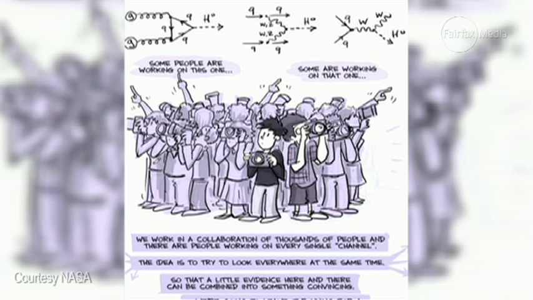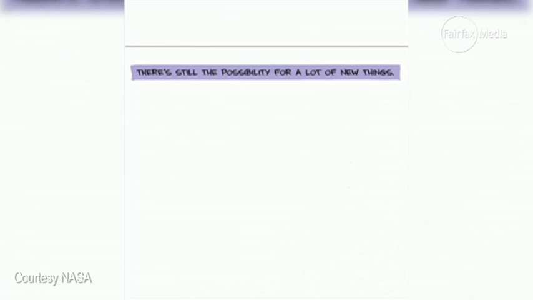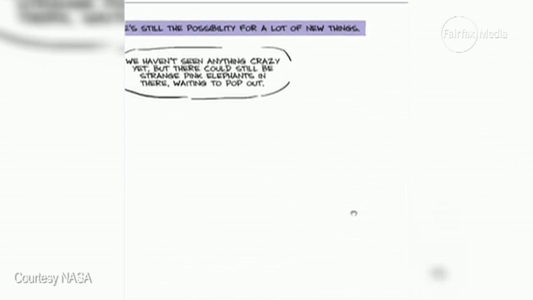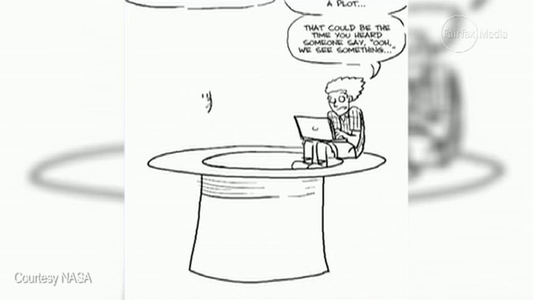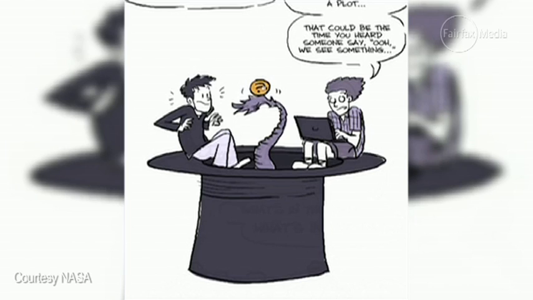There's still a possibility for a lot of new things. We've been running for a little while. We haven't seen anything crazy yet, but there could still be crazy pink elephants in there waiting to pop out. That's why I was saying earlier at lunch that any day somebody could say, oh, we can see something exciting. Every time you open your email, that could be the time you hear about it, or every time your student makes a plot. What's in the data? What's in the data? It's exciting.